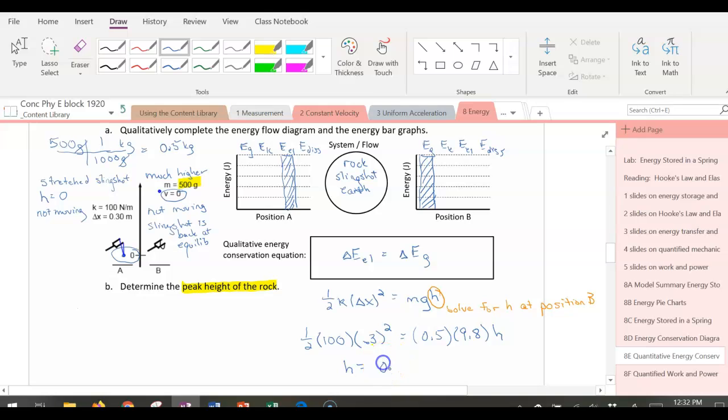And I get 0.918 meters. That's the answer that we're looking for.